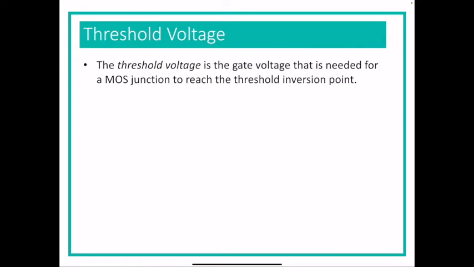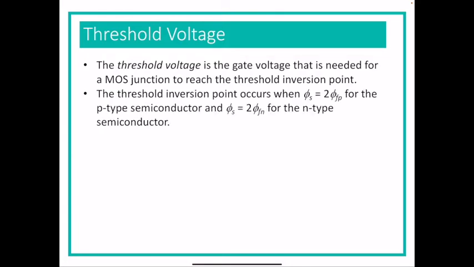The next thing we're going to find is the threshold voltage. The threshold voltage is what needs to be applied in order to get to that threshold inversion point, which is going to be important when we're talking about MOSFETs. So the threshold inversion point, remember, occurs when the work function at the semiconductor oxide junction is equal to twice that of the bulk material, and that's good for P-type and N-type material.